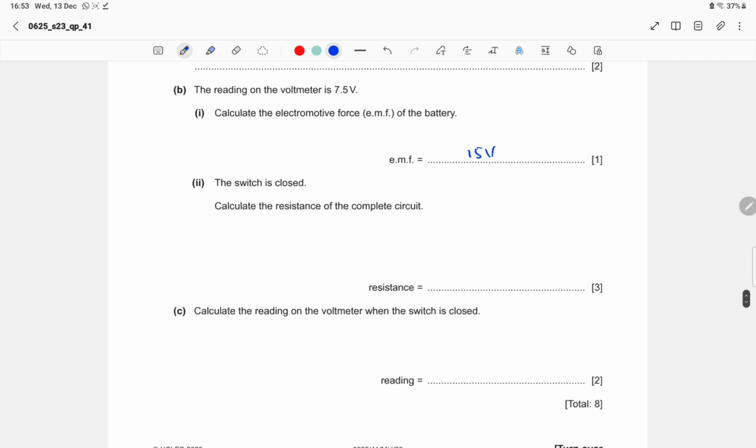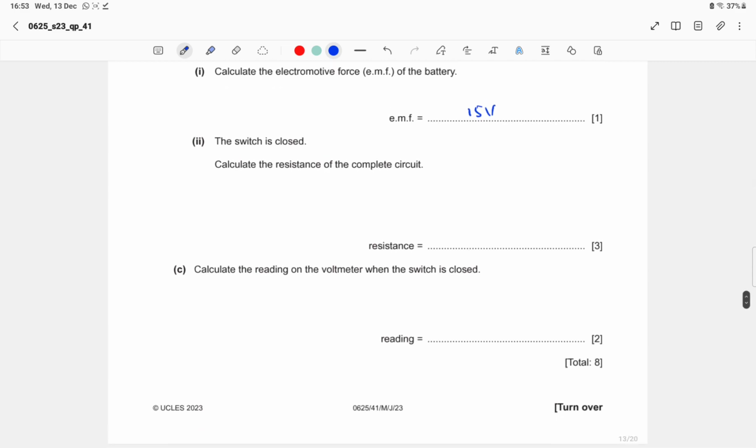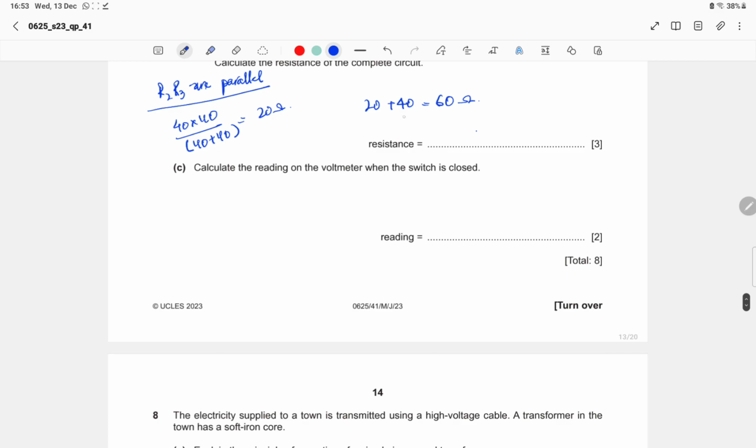The switch is closed. Calculate the resistance of the complete circuit. So for this you have to find out that R2 and R3 are parallel. For parallel you can use the formula: R1 times R2 over R1 plus R2. So I will be using 40 times 40 over 40 plus 40. This will give me 20 ohms. Then there is another resistor that is 40, so this is going to be 60 ohms. The final answer will be 60 ohms because that is in series.